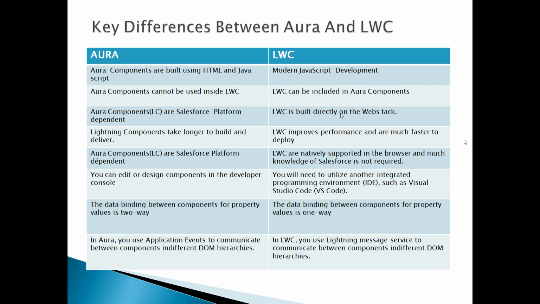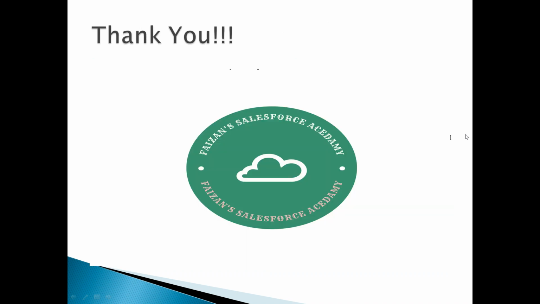In Aura components, you can use application events to communicate between different domain hierarchies, whereas in LWC you can use Lightning Message Service to communicate between different domains in the hierarchy. We'll see how to communicate between unrelated components and related components, parent to child, and child to parent. All these things we'll see in detail with examples in further videos. This is all about the key differences between Aura and LWC components.